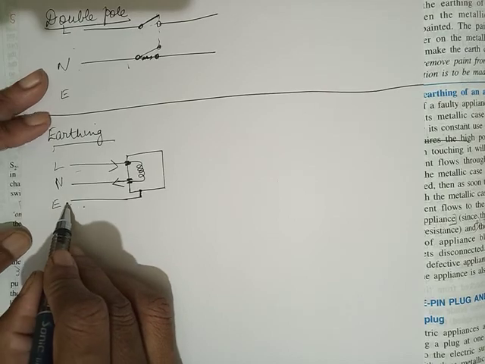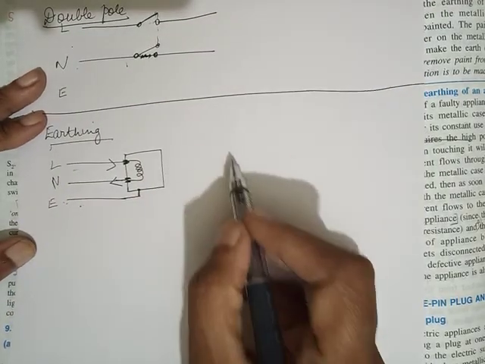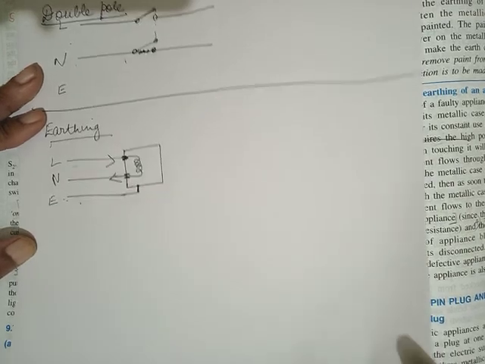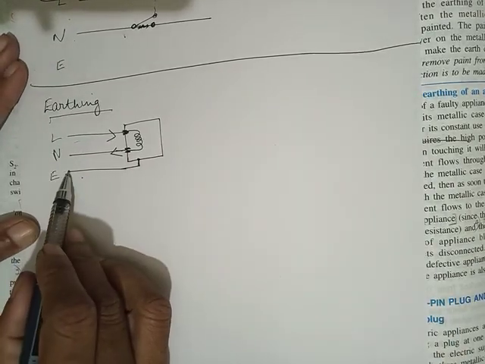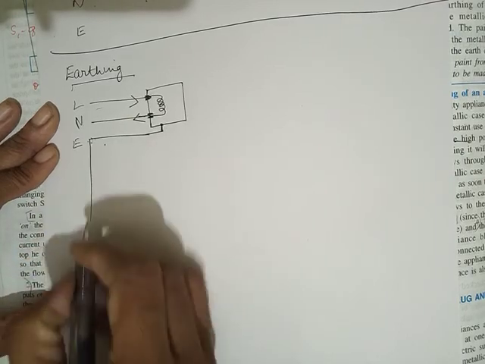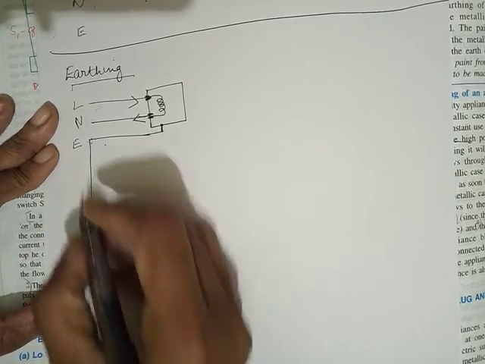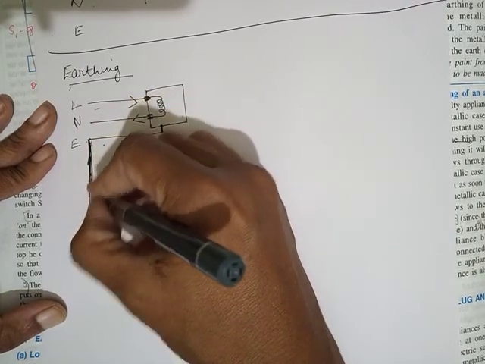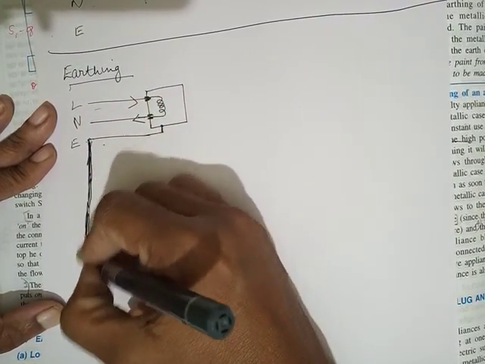Now all the earth wires, from every room, from every appliance, will be connected at one point. And what they'll do is send this wire deep inside the earth. Not this wire, actually, they'll put a thick copper rod.